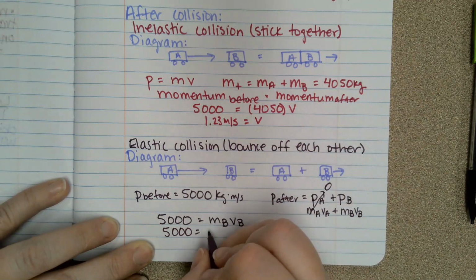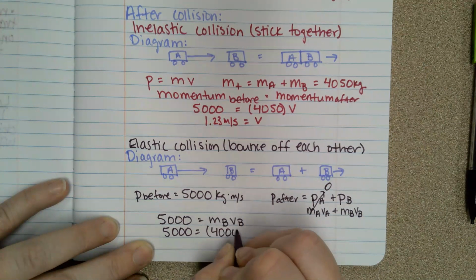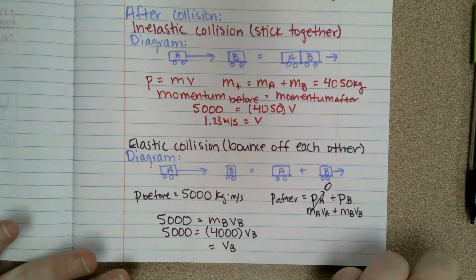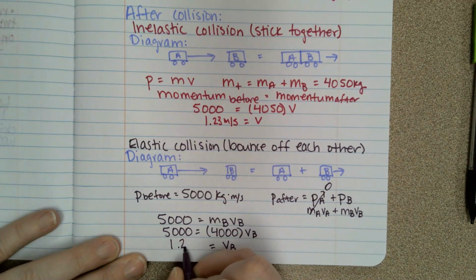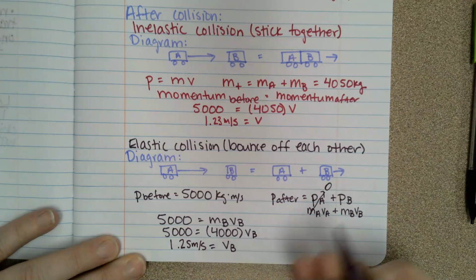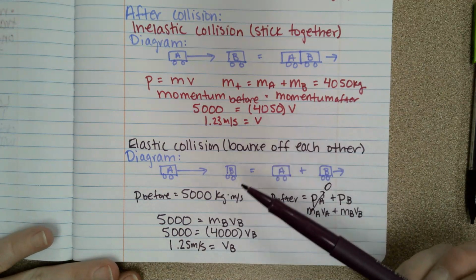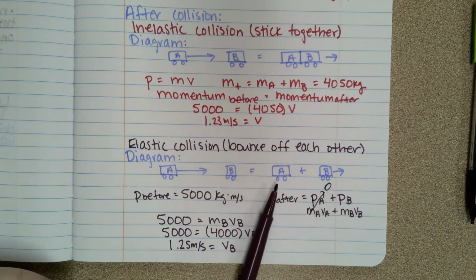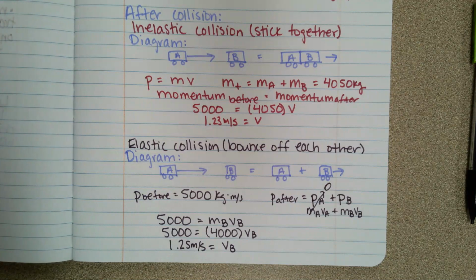So our mass of B is 4,000, and our velocity ends up being 1.25. Again, notice not much of a difference between these two velocities, because B is so much bigger than A, it doesn't make much of a difference. All right, so that is the end of part 2.